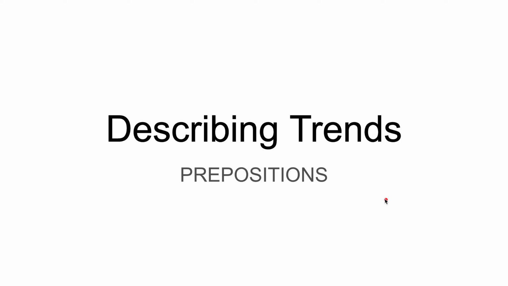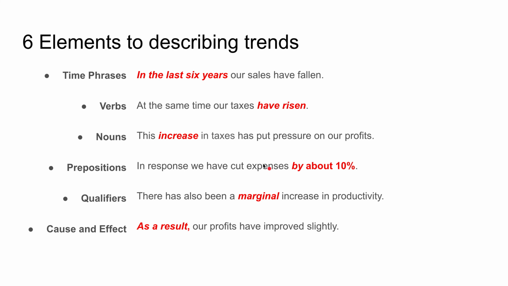Today we will be looking at how to describe trends. Specifically, we'll be looking at prepositions. So, there's 6 elements to describing trends. The first element is time phrases. For example, in the last 6 years, our sales have fallen. Here, in the last 6 years, is the time phrase.